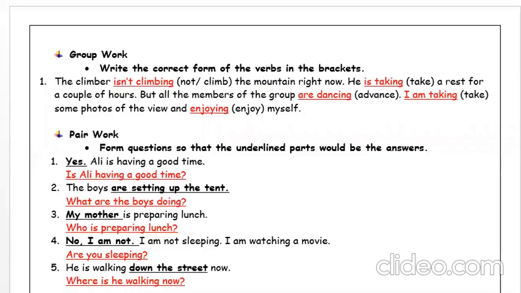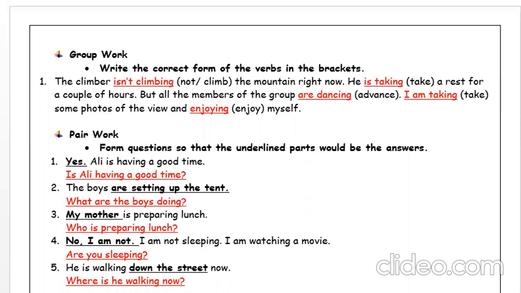So group work: write the correct form of the verbs in the brackets. The first sentence, the climber, the mountain right now. Our sentence here is about present continuous. Look at the subject, the climber. Our subject pronoun here is he. So I should use is, and with is, I should put not, isn't, and then I add ing to the verb to be climbing. So the climber isn't climbing the mountain right now.